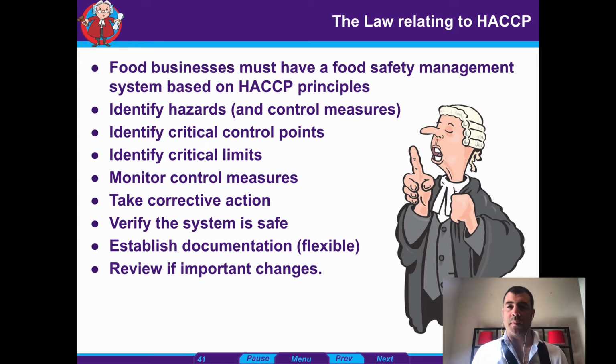So any food business must have a food safety management system based on HACCP principles. And so those 7 principles are laid out as such. First, we have to identify hazards and the control measures, identify critical control points, identify critical limits, monitor control measures, take corrective actions, verify that the system is safe, establish documentation, which needs to be flexible, and review if important changes occur.